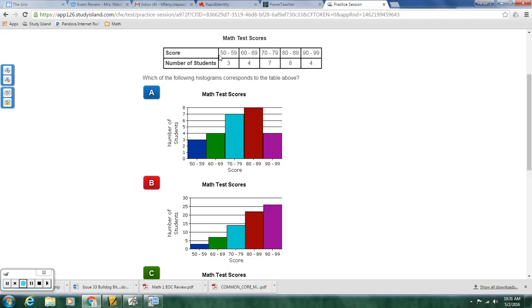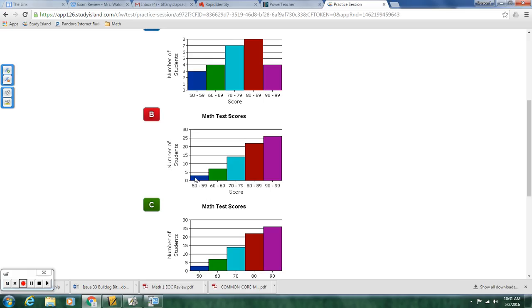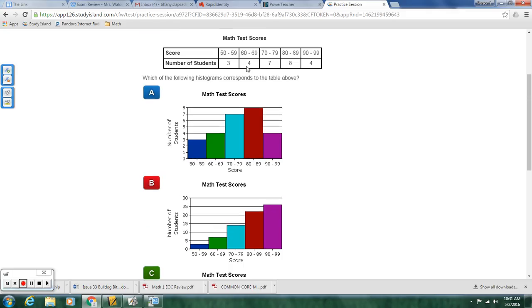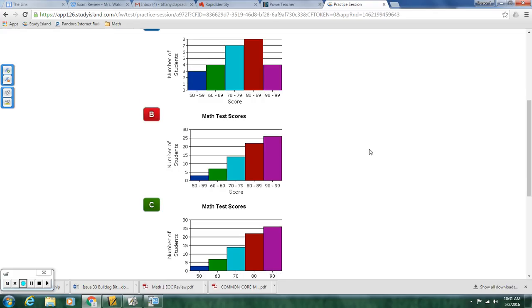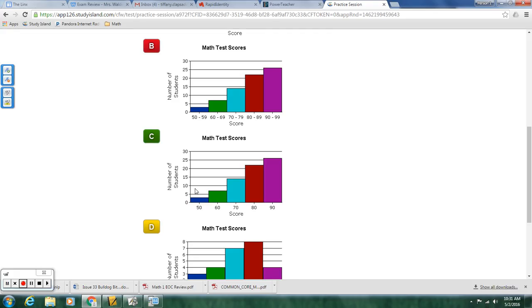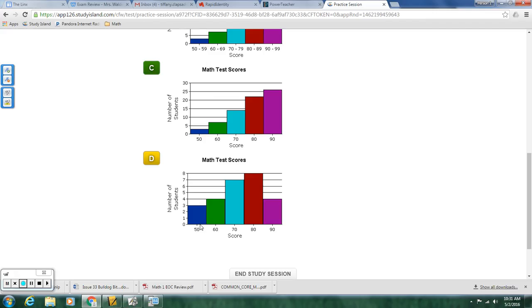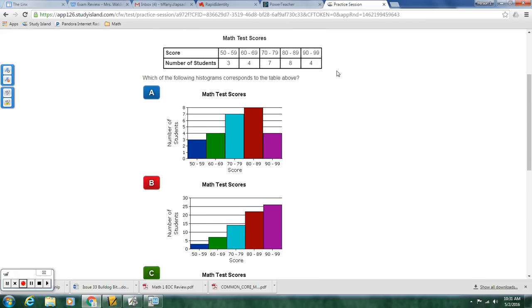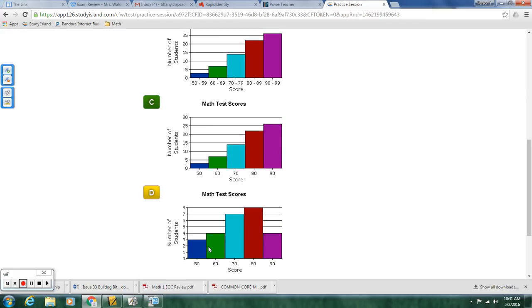If I go to that first interval, 50 to 59, that one's at 3. That one's not at 3, or is it? What's different between this one and this one? Look at the scale. This one's counting by 1, this one's counting by 5. Does it even make sense to count by 5? No, this only goes to 8, so it's probably not B. That one's counting by 5, so probably not C. Is that one counting by 5? No, so it could be A or D. Well, that one's at 4. That one's at 4.